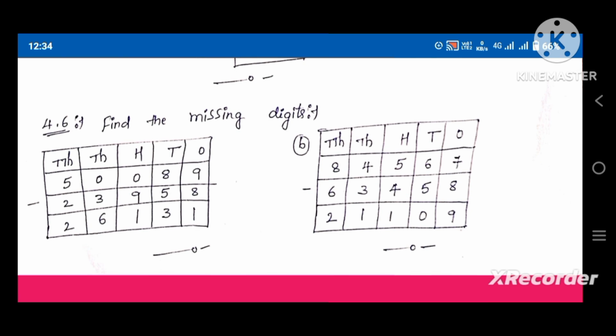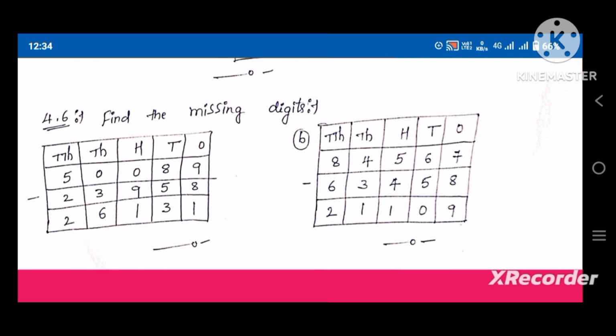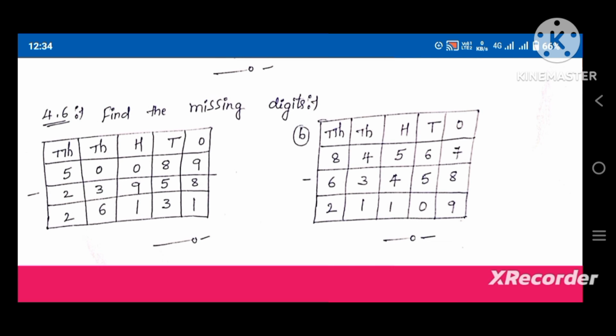4.6. Find the missing digits. 50,089 minus 23,958 is equal to 26,131. B. 84,567 minus 63,458. Answer is 21,109.